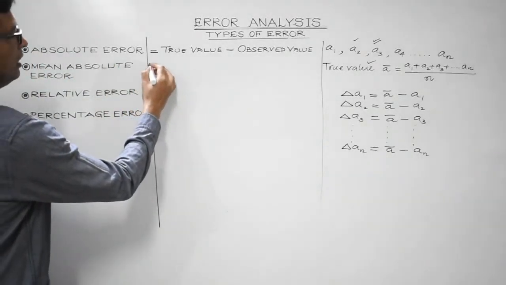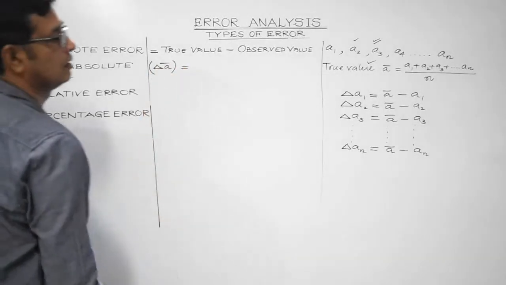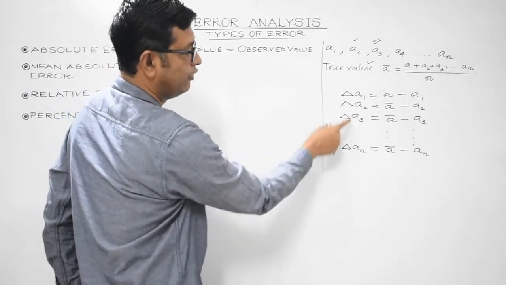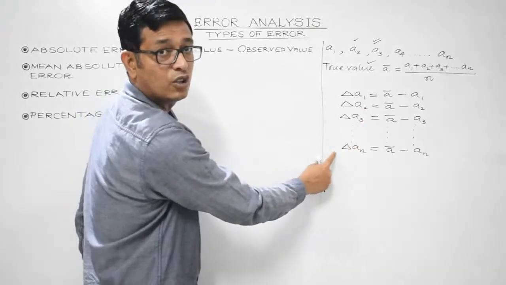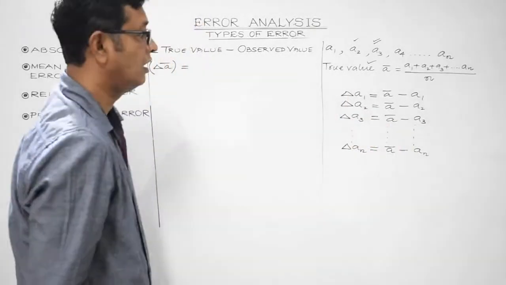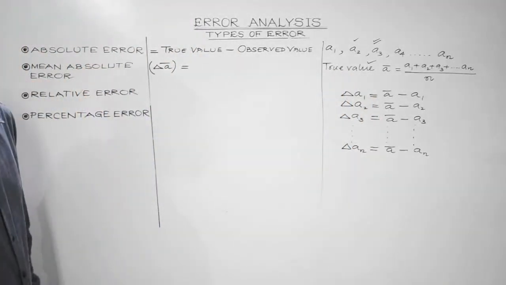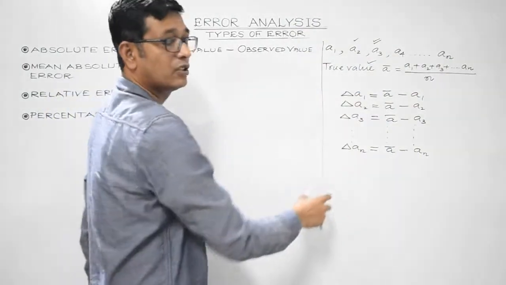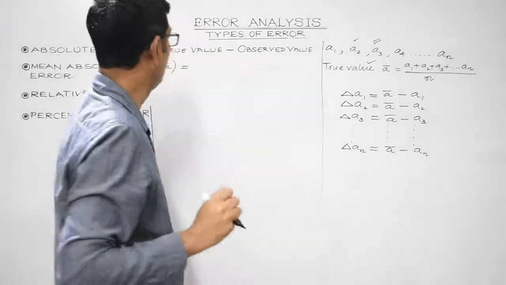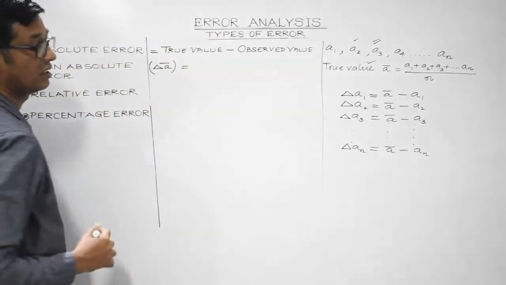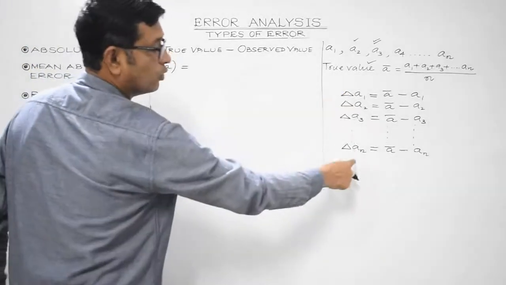Now mean absolute error. It is actually denoted by del A bar. These are the absolute errors in the individual observations. This is for the first observation, second observation, third observation. This is for the nth observation. The absolute error is given by this. Mean of all these absolute errors will be known as mean absolute error. And while dealing with the mean of absolute errors, we need to take the modulus value. We need to consider only the magnitude. So this is the mean absolute error. It is defined as the mean of the mod of the absolute errors.